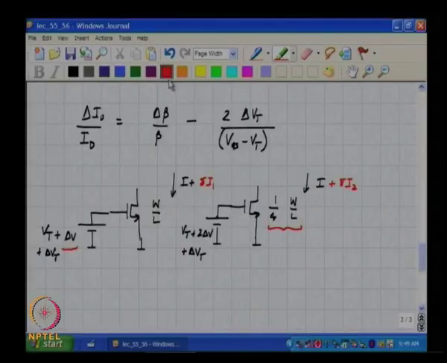For a given VGS minus VT, you simply have to go on reducing this delta Vt, and how do you go on reducing delta Vt? You keep W by L the same, and go on increasing W times L, and that can be done by simply scaling W and L by the same factor. You understand?